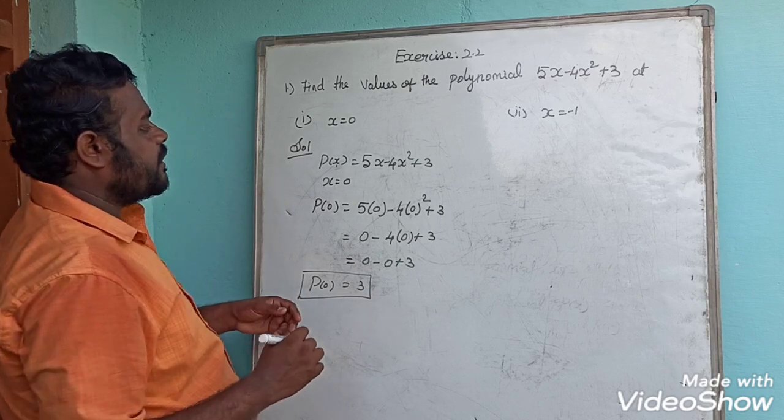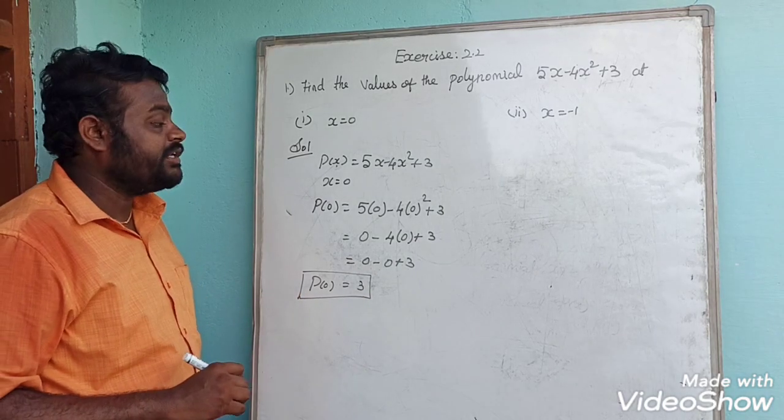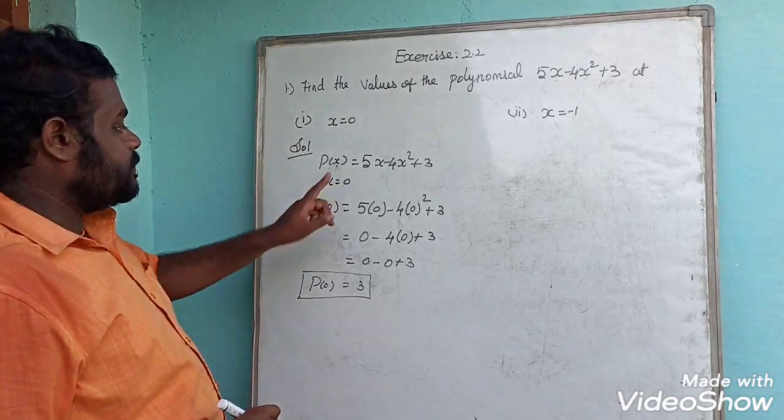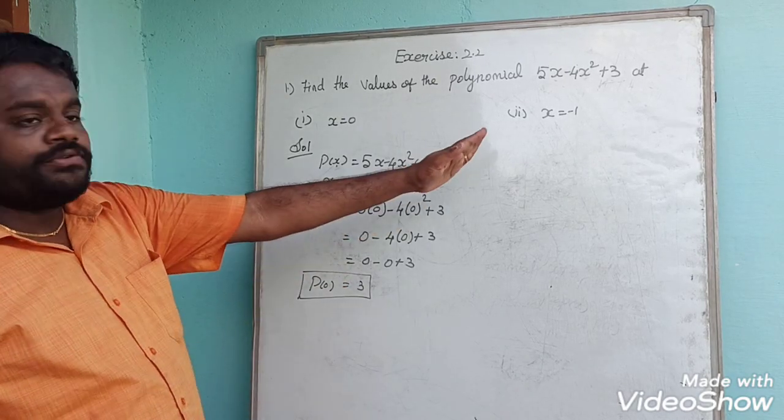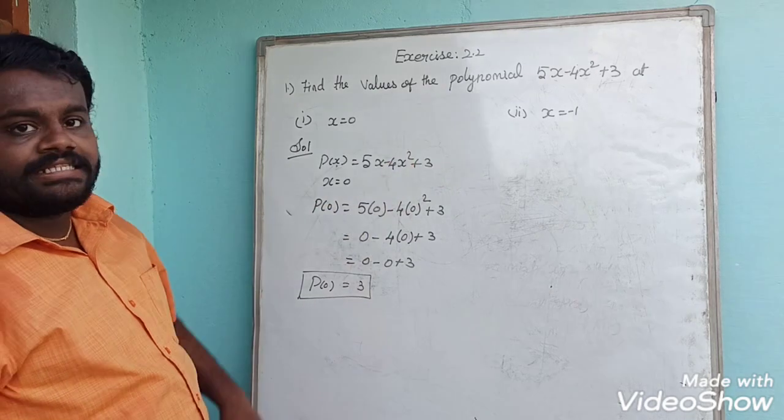So in the polynomial 5x minus 4x square plus 3, we substitute 0 instead of x, we get the value 3. In the same way, we have to substitute minus 1 instead of x.